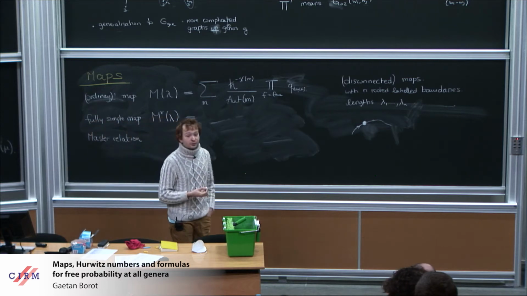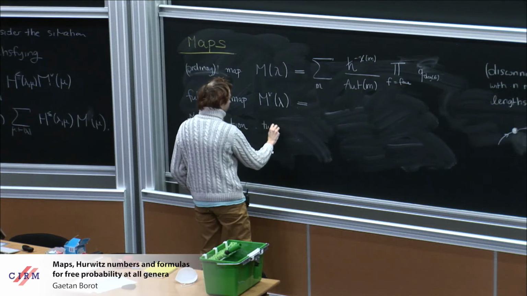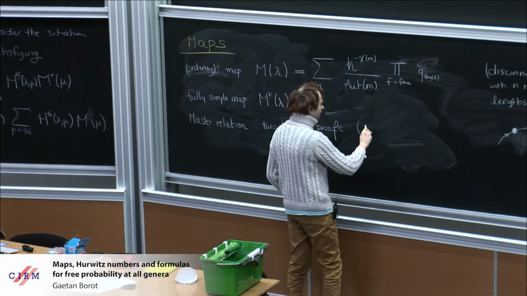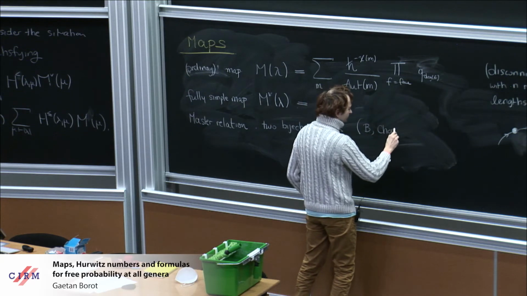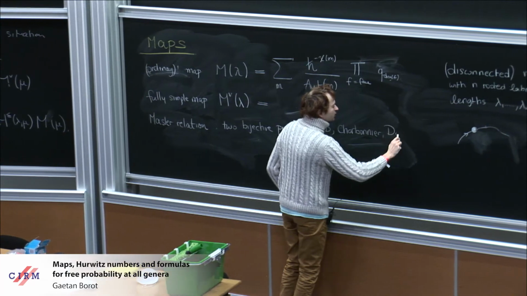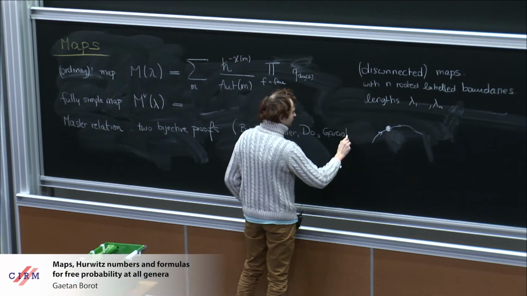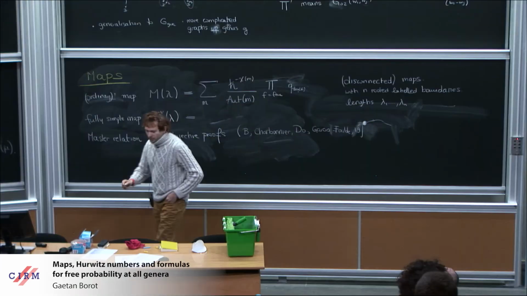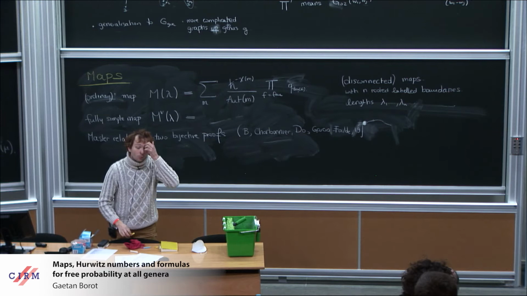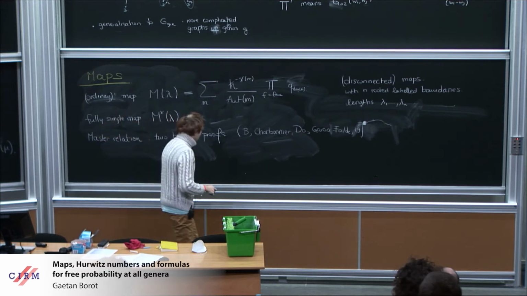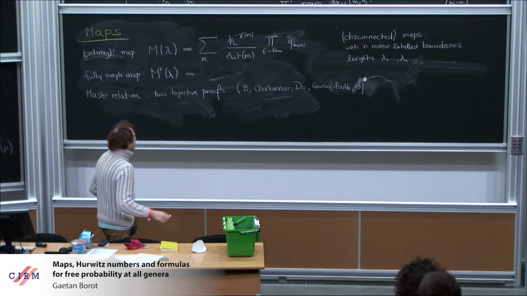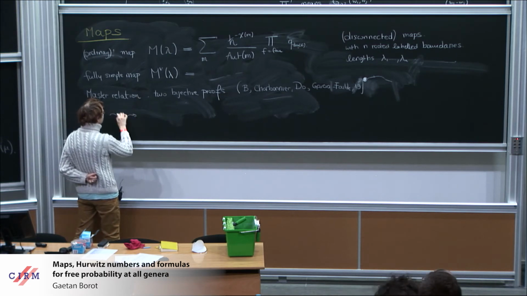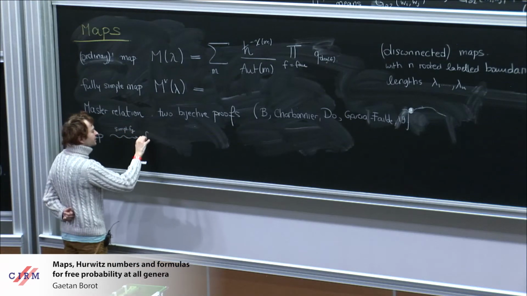We know of two bijective ways to prove this master relation. And this was in a work with Séverin, Normando, and Elba. And I'm just going to sketch one idea of one of the bijective proofs. The idea is to simplify, to get to a fully simple map.